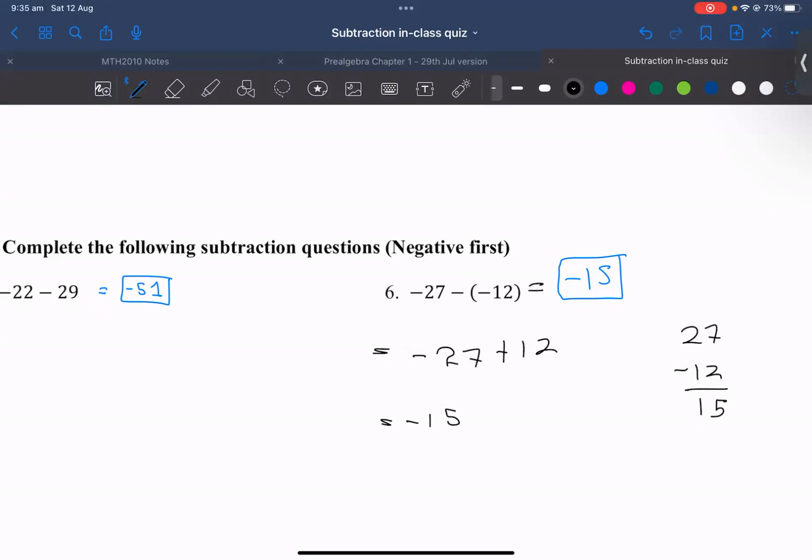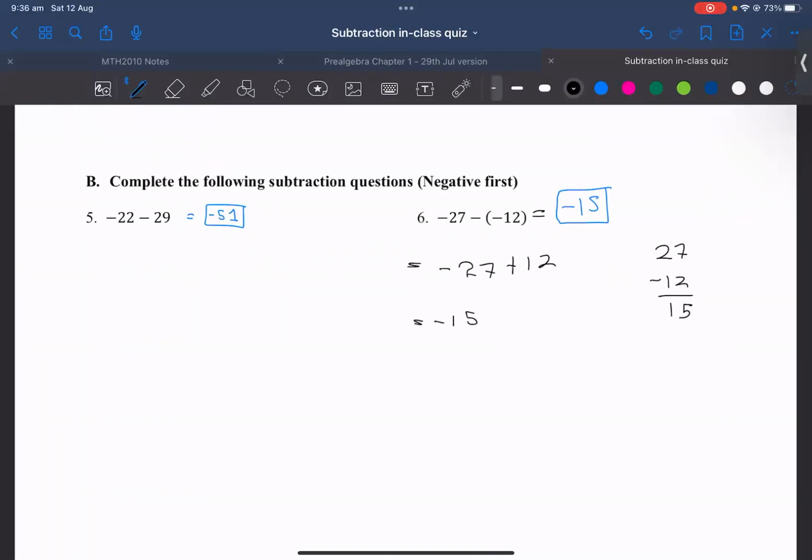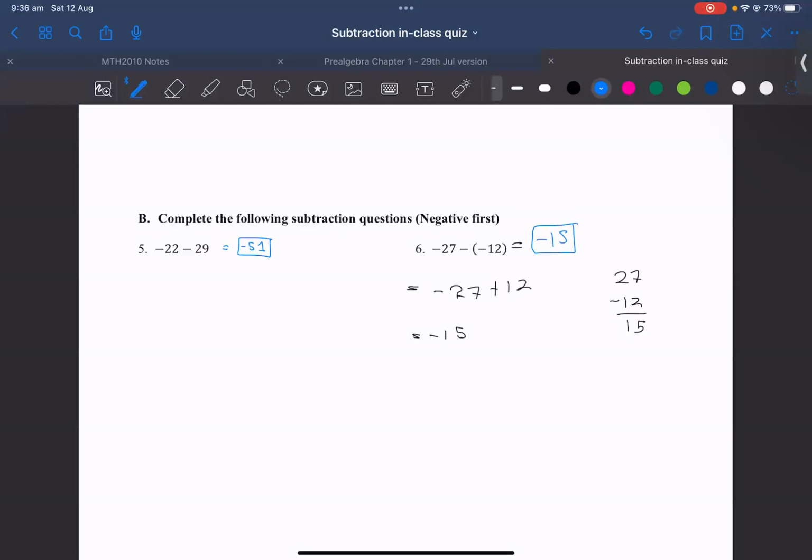So I started with the number line, but if you don't have to draw the number line, you start getting the concept a little bit more, right? Okay, so that's negative 15. Does that make sense?